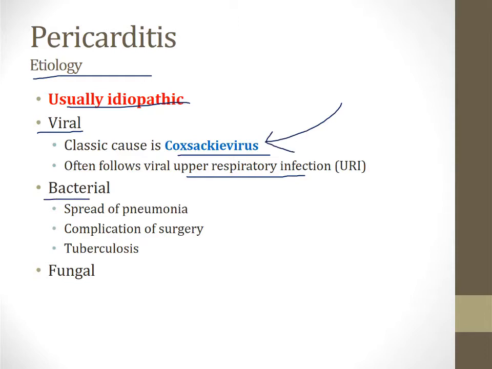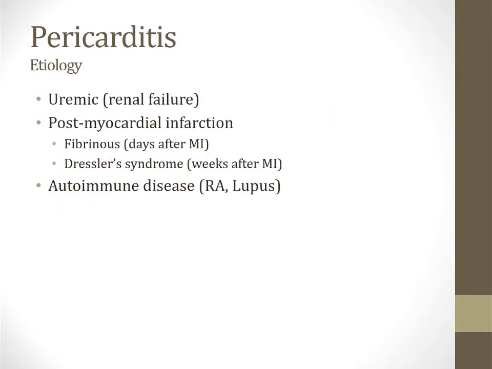Bacterial pericarditis can occur. This can be due to spread of pneumonia to the pericardium. It also may be seen after cardiac surgery if bacteria are introduced into the pericardium. And then finally, tuberculosis in some cases can spread to the pericardium. There are also cases that have been reported of fungal pericarditis as well. When patients develop uremia from renal failure, they often develop pericardial inflammation. This is called uremic pericarditis.